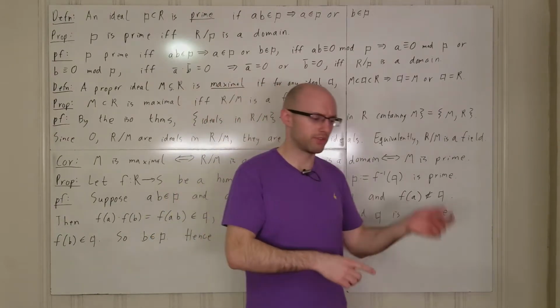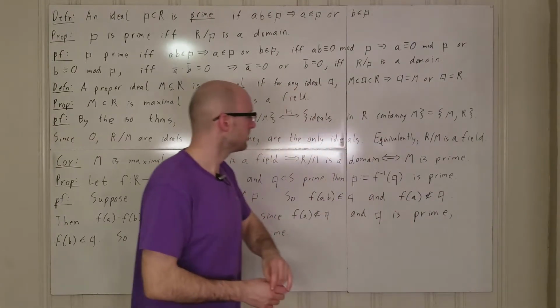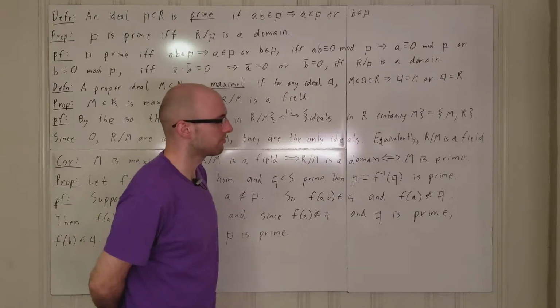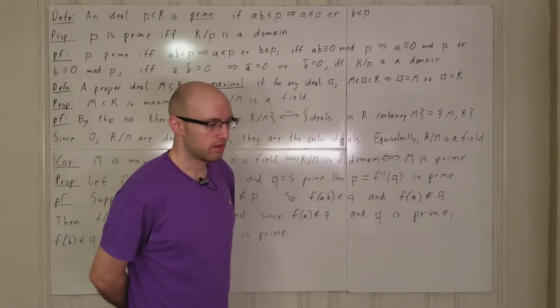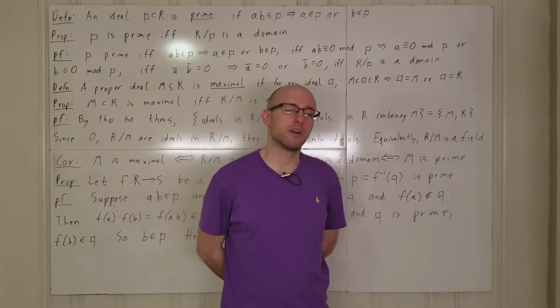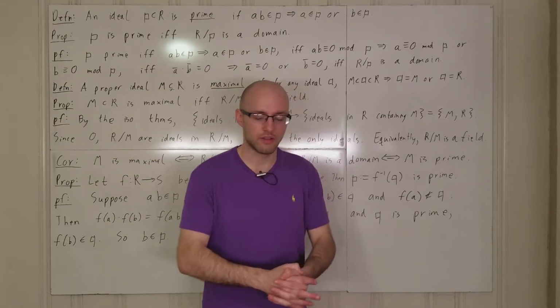So that's one direction. For the other direction, you suppose that you have a ring R, and the only ideals in R are 0 and all of R.